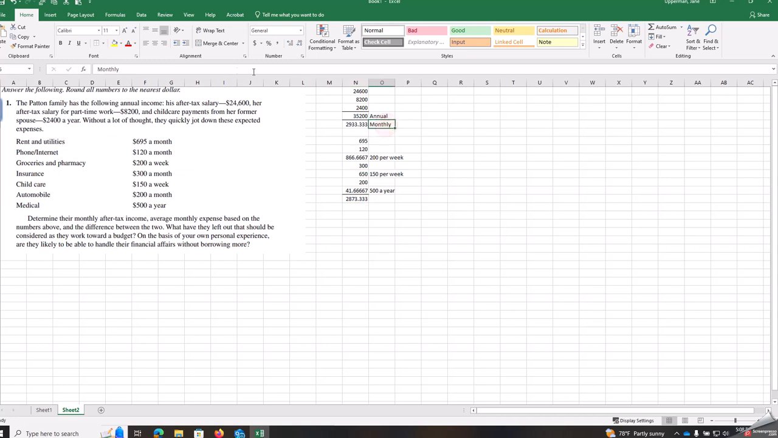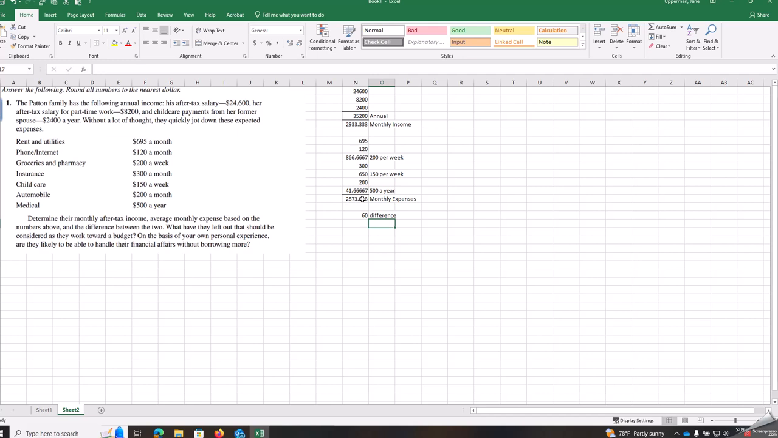So here was our monthly income, and then down here is our monthly expenses. Then we take our monthly income minus our monthly expenses, and we have $60. So we have a $60 difference, but at least it's favorable, right? We have more income than we do expenses, but then it also asks us, what have they left out that they should have considered as they were working on their budget?